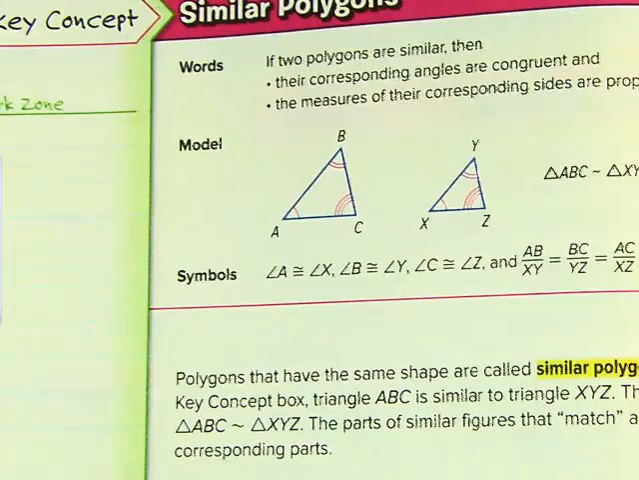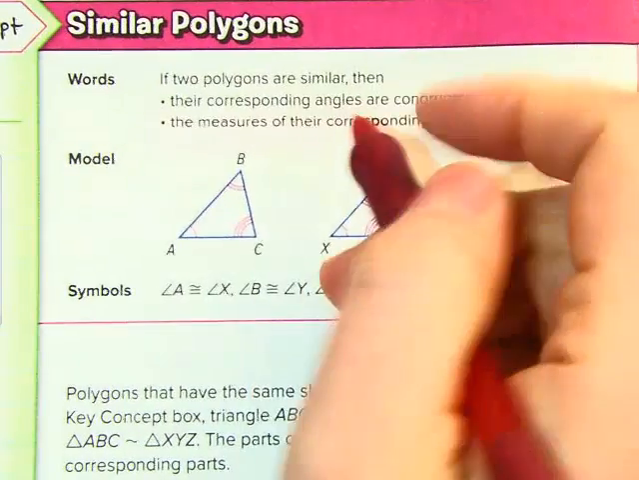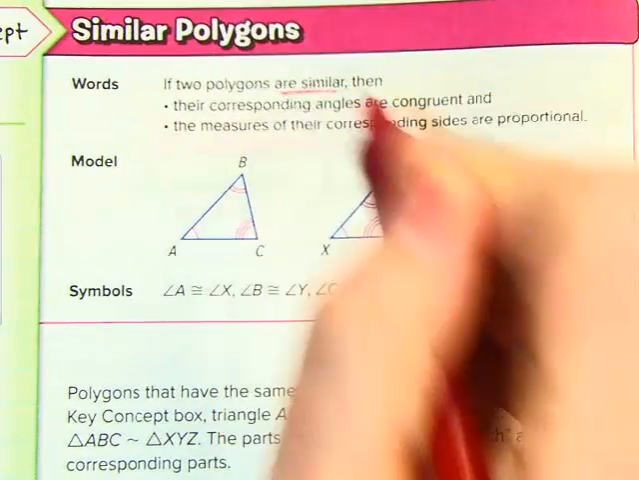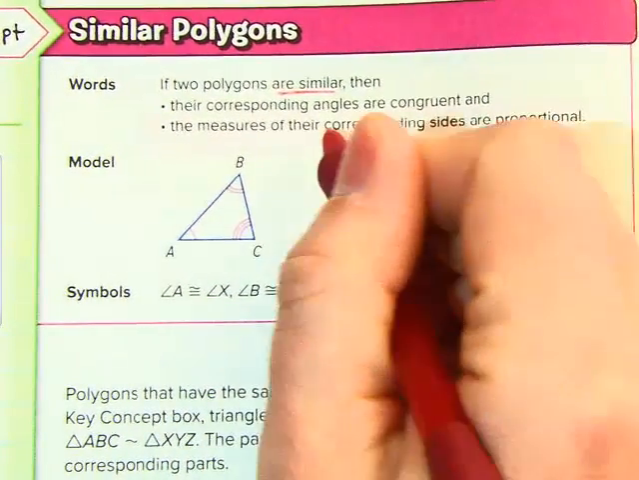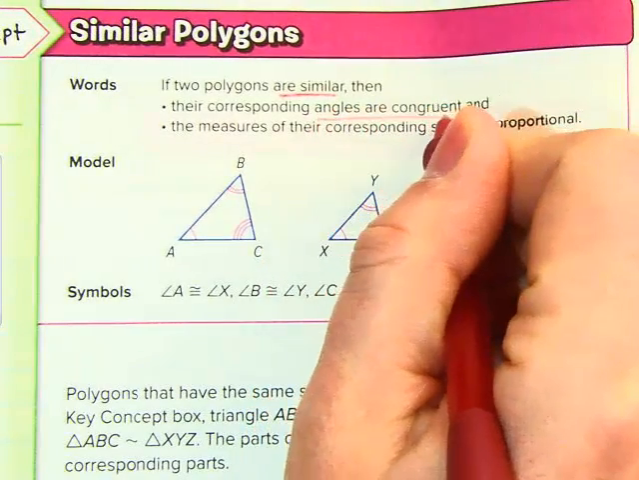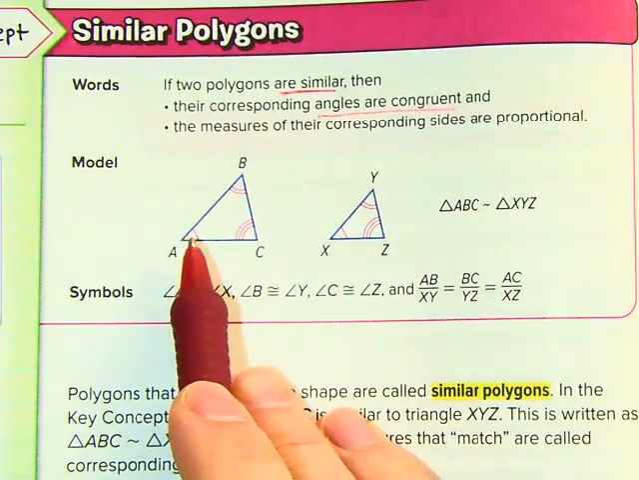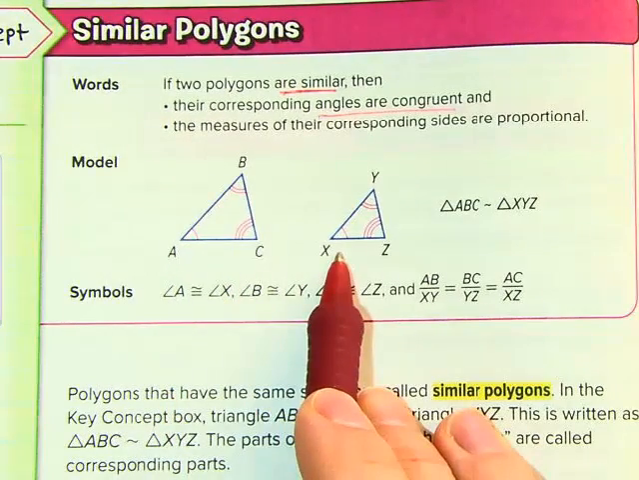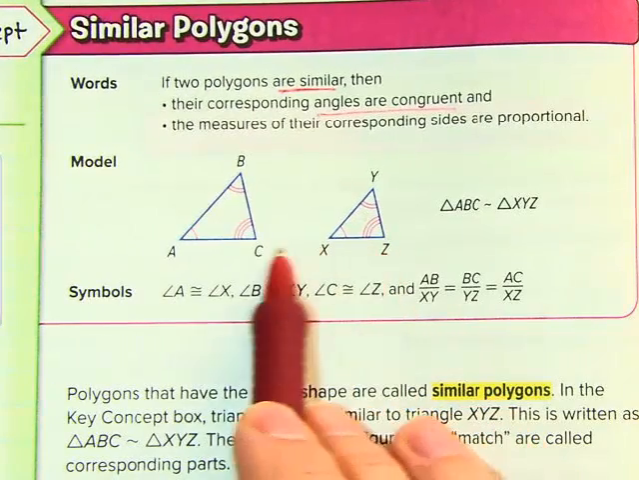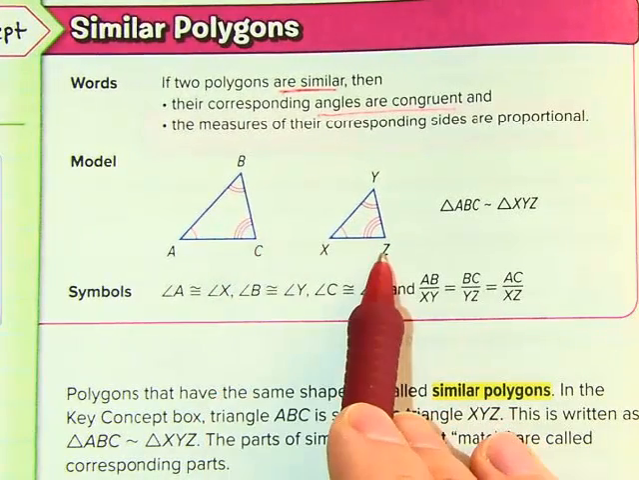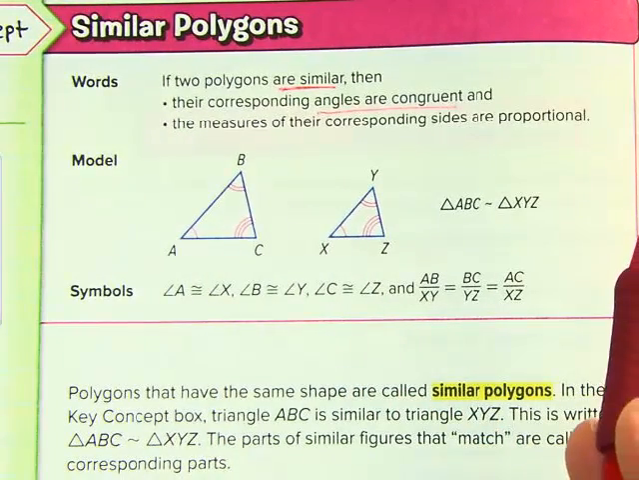So here we go, similar polygons. Two important things with similar figures. If two polygons are similar, we've talked about this in class, that means their corresponding angles are congruent. So angles are congruent, meaning the angles are the same. Our picture here shows that angle A, with one arc, is congruent to angle X with one arc. Angle B has two arcs, is congruent to angle Y with two arcs. Angle C has three arcs, congruent to angle Z with three arcs. So all the angles are the same. That has to happen for them to be similar.